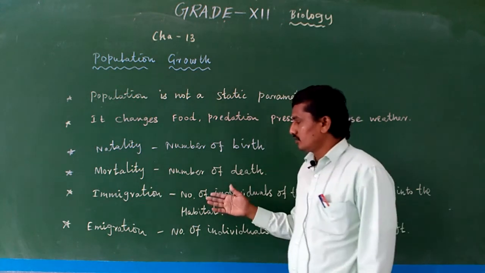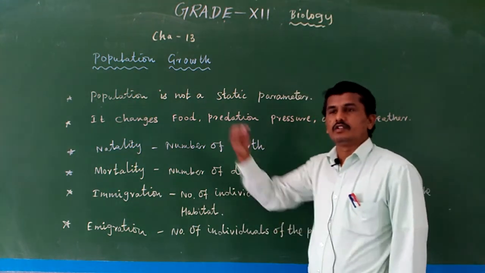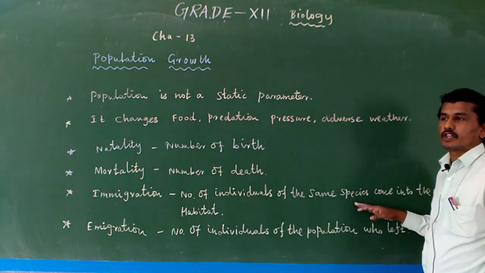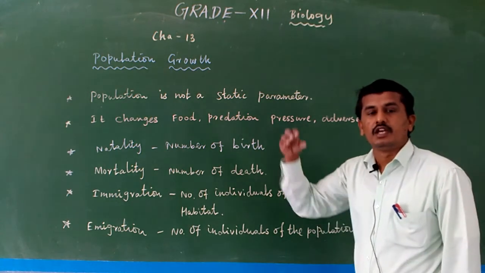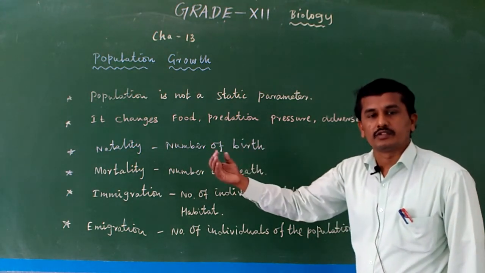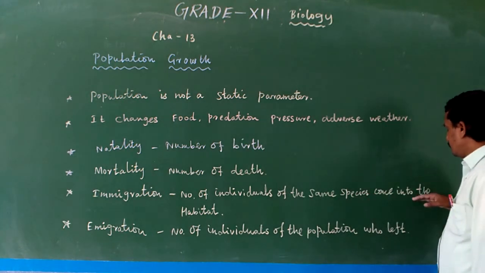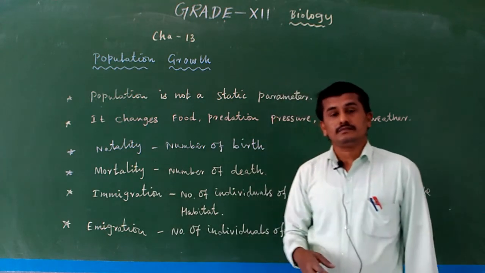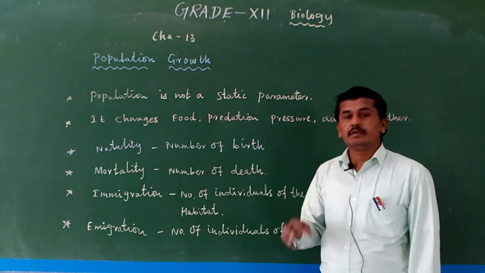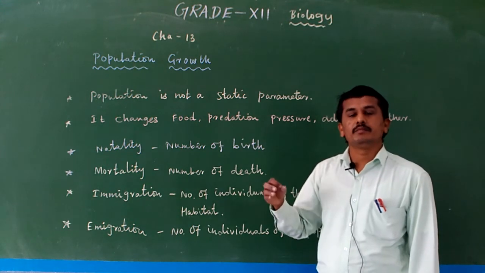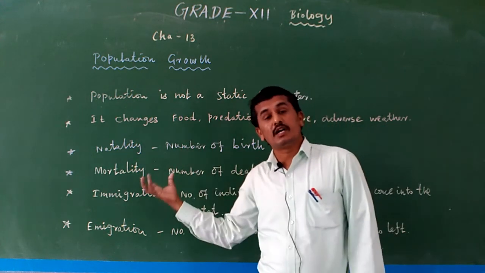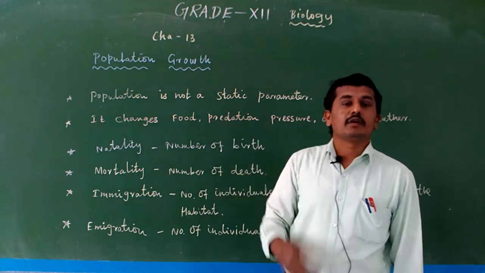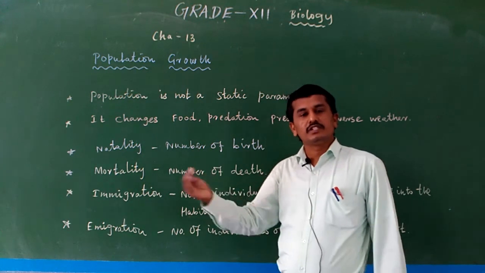Another factor is immigration. Immigration means the number of individuals of the same species, for example Homo sapiens when counting the human population, that come into a particular habitat from any other place. For example, counting immigration in Namakkal means how many Homo sapiens from other states, other districts or other countries immigrated into Namakkal district. So immigration also increases population growth.